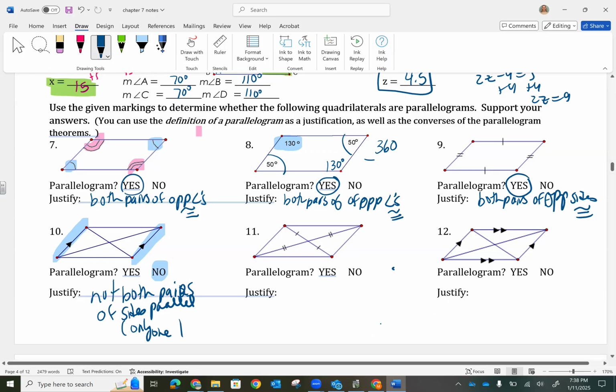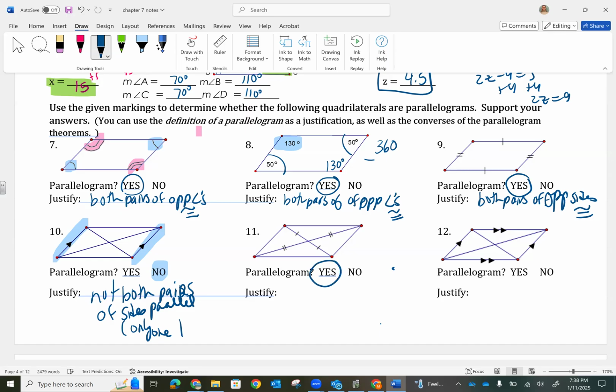All right, will this be a parallelogram? Yes. Why? Diagonals bisect each other. Right. And the last one? Yes. Why? Both pairs of sides are parallel.